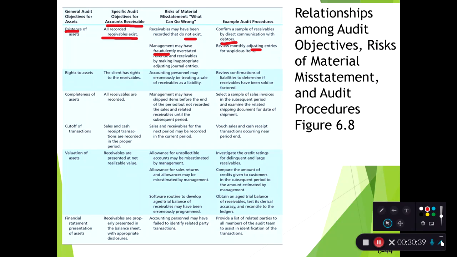Okay, so this is just again, a set of examples for these different assertions and how they would tie into one account, which is accounts receivable, to come up with specific audit objectives. And we're going to go through these in more detail for sure as we go through the different chapters and sections.